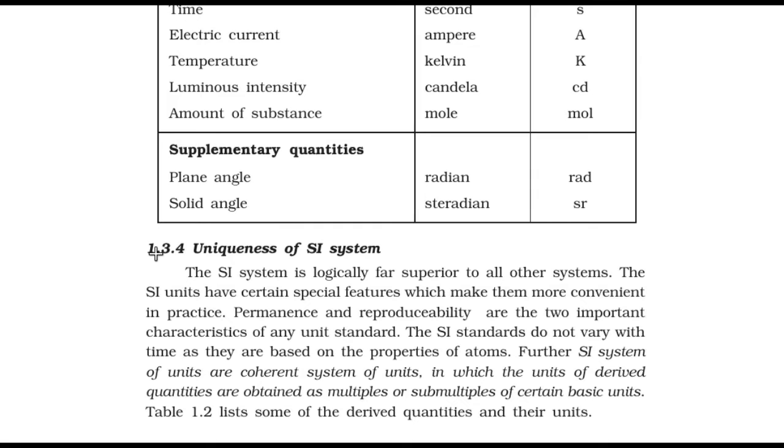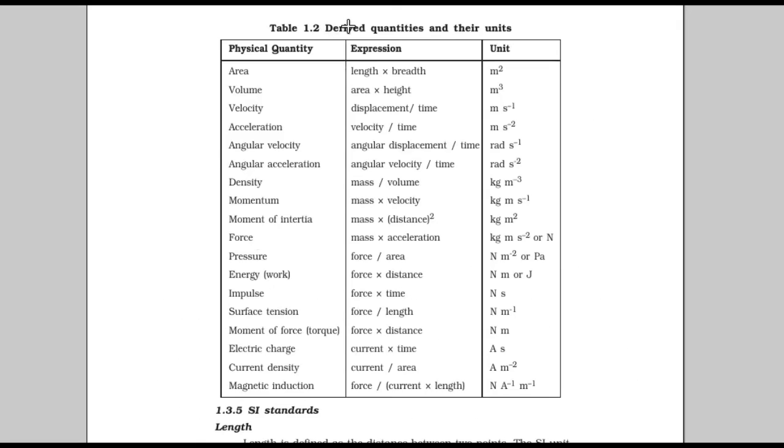Permanence and reproducibility are the two important characteristics of any unit standard. The SI standards do not vary with time and they are based on properties of atoms. Further, the SI system of units is a coherent system of units in which the units of derived quantities are obtained as multiples and or submultiples of certain basic units. Derived quantities and their units are shown.